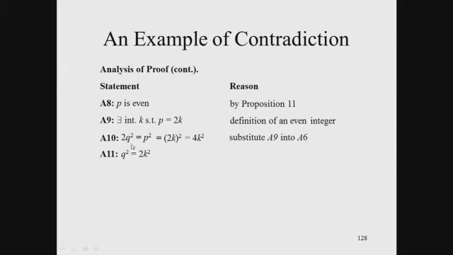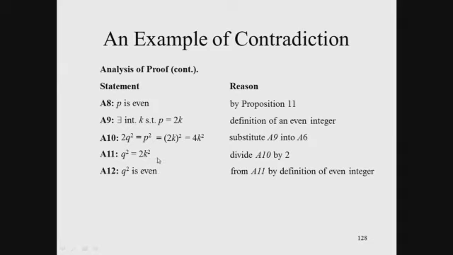Now I'm going to write q squared equals 2k squared. How did I go from A10 to A11? Divide both sides by 2. And look at what this is saying. Q squared can be written as 2 times some integer. What does that mean about q squared in terms of being odd or even? It's even. Q squared is even because q squared can be written as 2 times some integer.